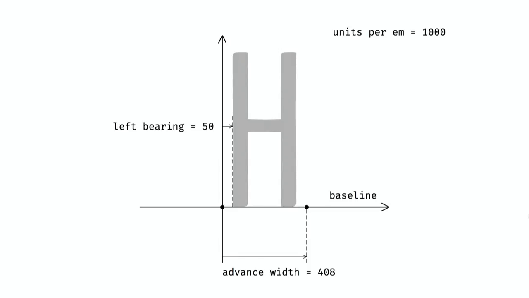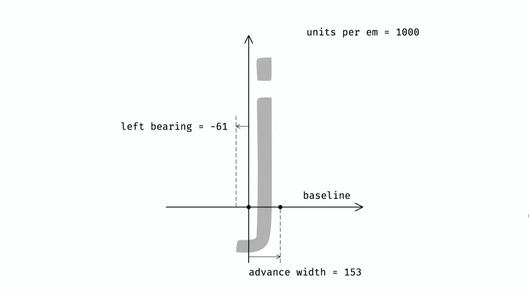The most important thing is advance width. It's the width of the letter. It's basically telling how we should move from rendering one letter onto rendering another letter when we render text. Left bearing is the distance from the y-axis to the leftmost coordinate of the glyph, and it's totally fine for it to be negative, as you can see for the letter J.